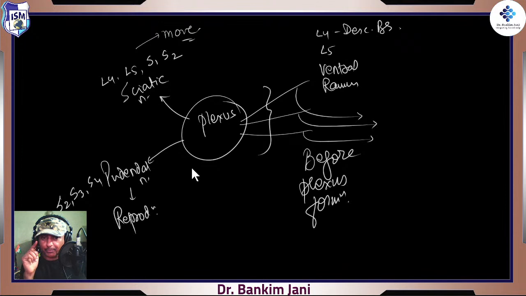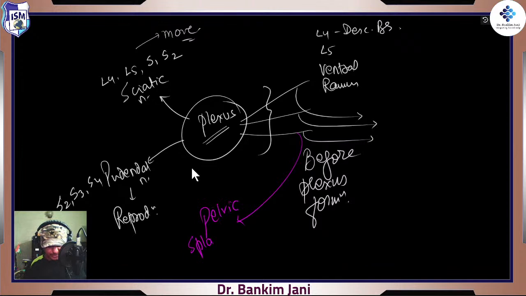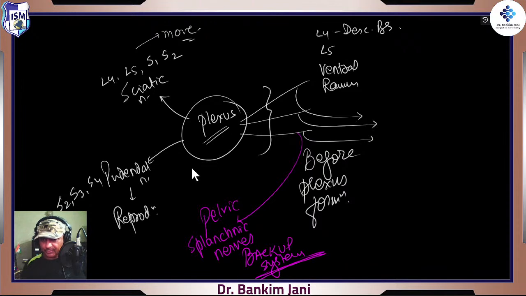When we'll be talking about the pelvic splanchnic nerves, remember that they will be emerging before that plexus is formed. So it is the redundancy. Those fibers come out before plexus formation to form what is called the pelvic splanchnic nerves. This is a superb backup system because organs are important. So that's how they are supplied.